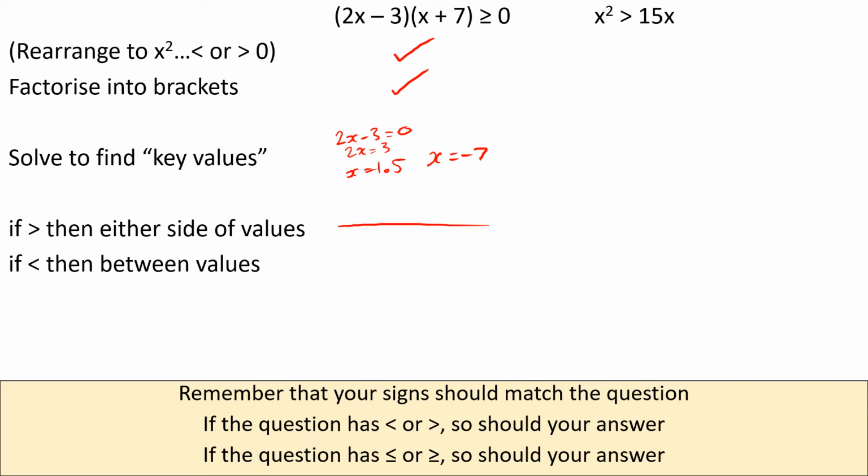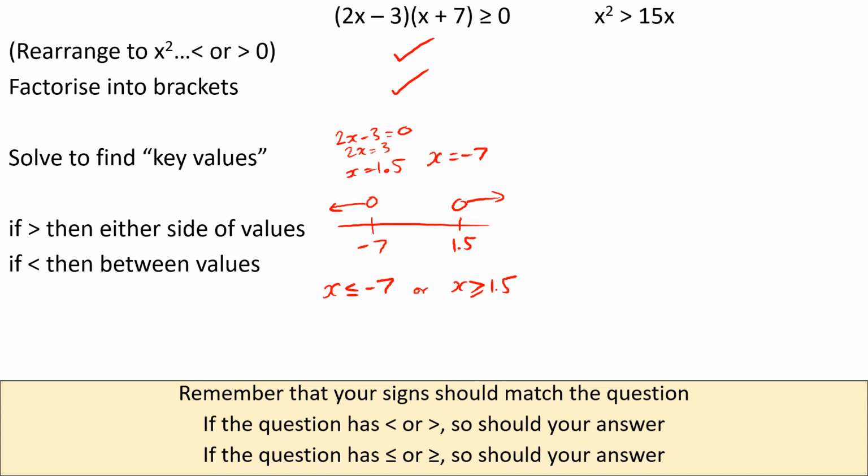So draw this out, we've got 1.5 and we've got minus 7. We've got a greater than symbol, so we're going to be either side of these values. We just need to write this down, and we have an or equal to in our question, so we should have an or equal to in our answer. So x is less than or equal to minus 7, or x is greater than or equal to 1.5.